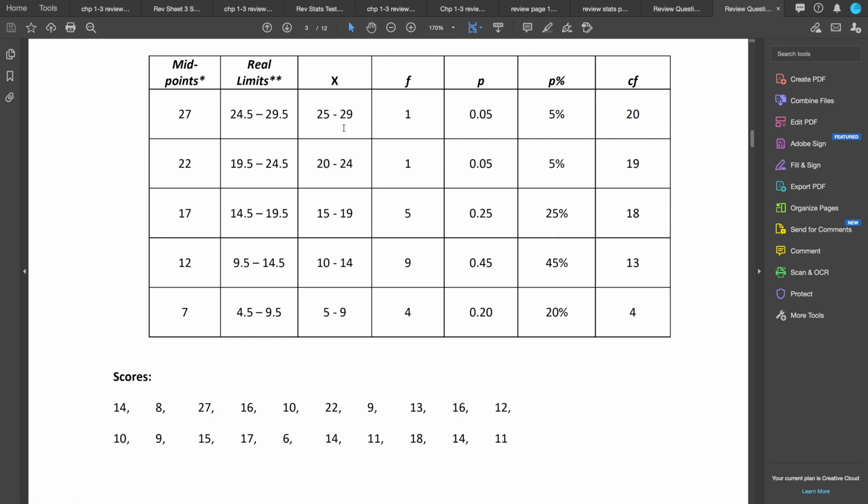So you're going to do 1 divided by 20 is 0.05. 1 divided by 20 again. 5 divided by 20 is 0.25. 9 divided by 20 is 0.45. Convert to a percent, move 2 decimal places to the right, and accumulate the frequencies as you go along.